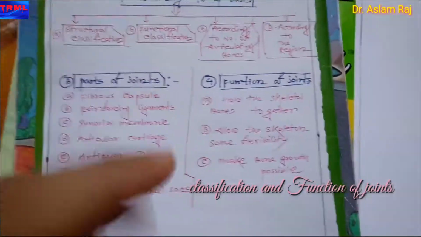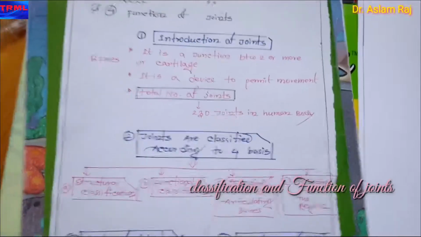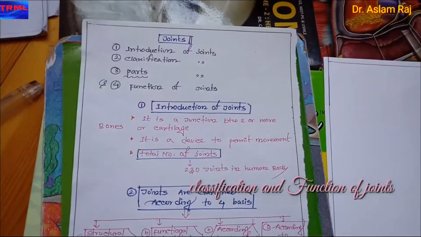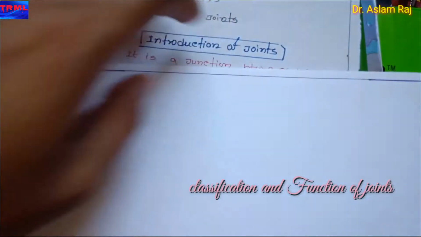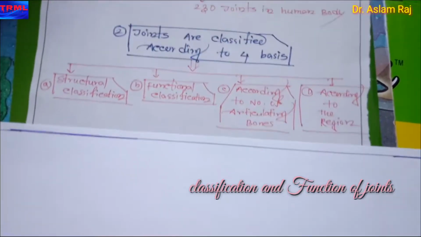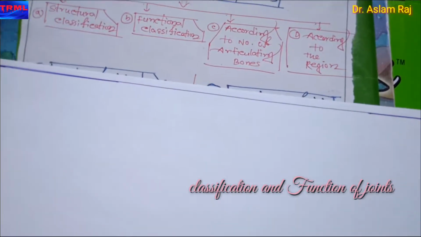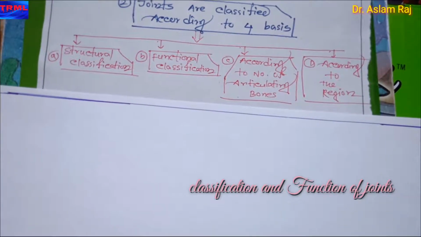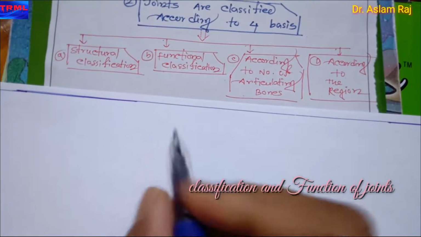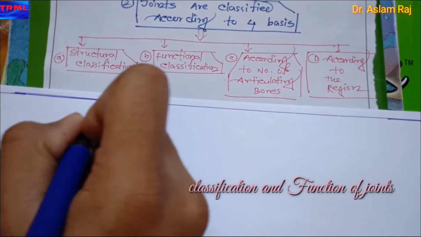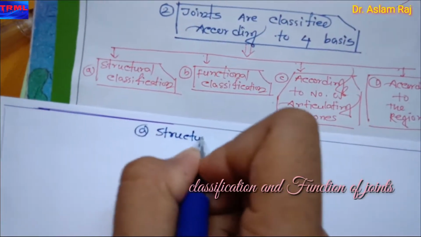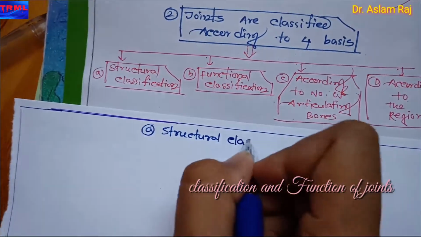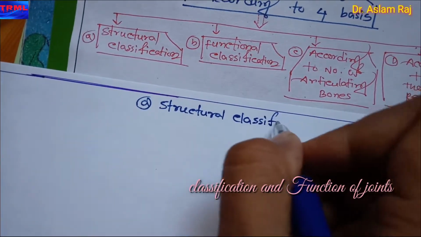Let's see, guys, the main part of today's topic, the classification of joints. We see it here in detail. There are four bases of classification. The first one is structural classification. According to joint structure, they are classified mainly into three types: fibrous joint, cartilaginous joint, and synovial joint.